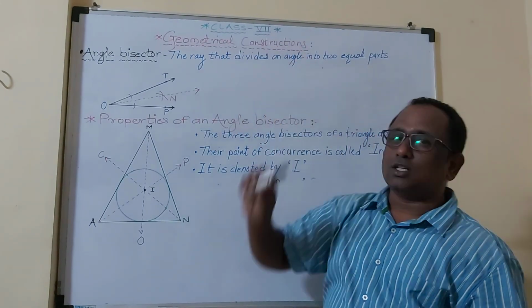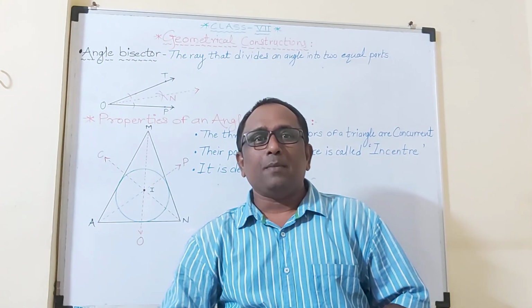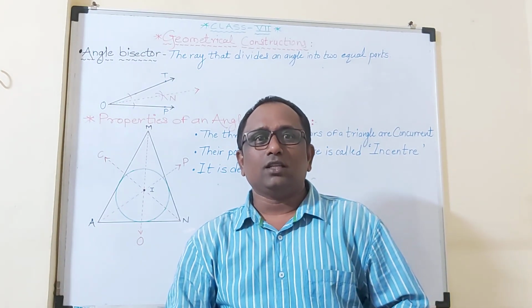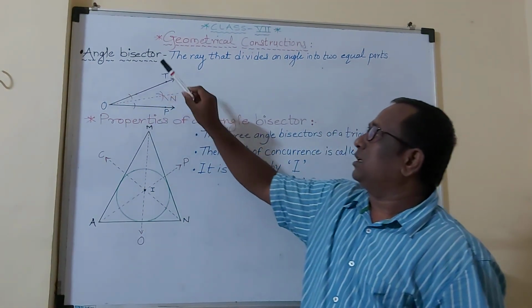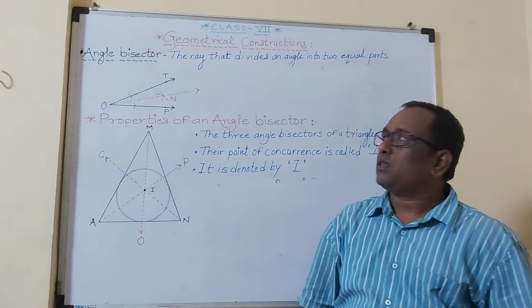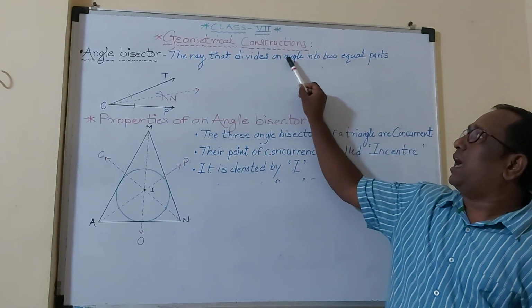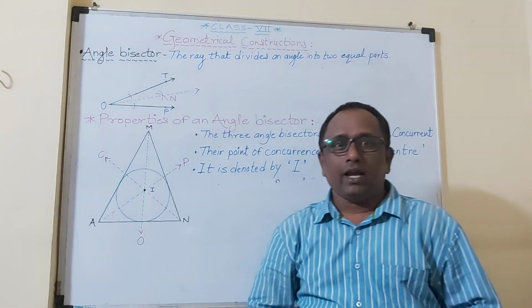Geometrical constructions. So in these chapters we are going to construct many types of triangles. Now first the basic things we are going to learn. The first point is angle bisector. Now angle bisector: the ray that divides an angle into two equal parts is called angle bisector.